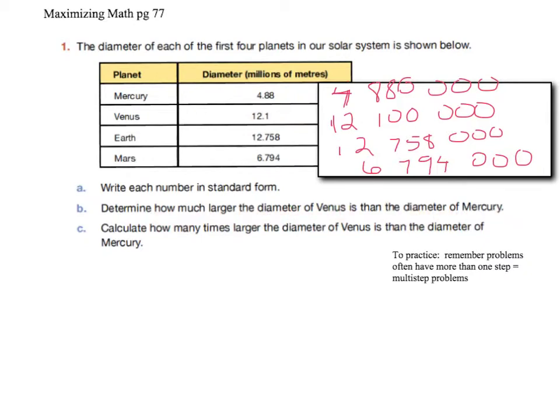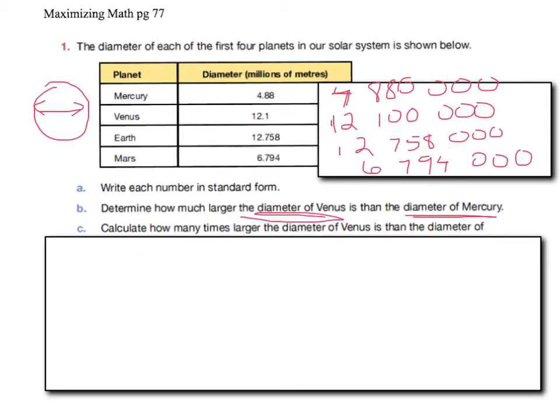Just so that you have an understanding of diameter, because we haven't really come across that in our curriculum, but it is in the textbook. Diameter is the distance across a circle from one side to the other. All right, so you're determining how much larger the diameter of Venus is than the diameter of Mercury.